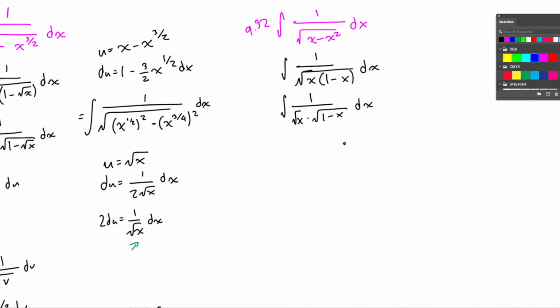Now you make u equal 1 minus x. Therefore du equals negative dx. And x equals 1 minus u. And then you're left with negative integral of 1 over square root of 1 minus u times square root of u, which leads you back to square 1.